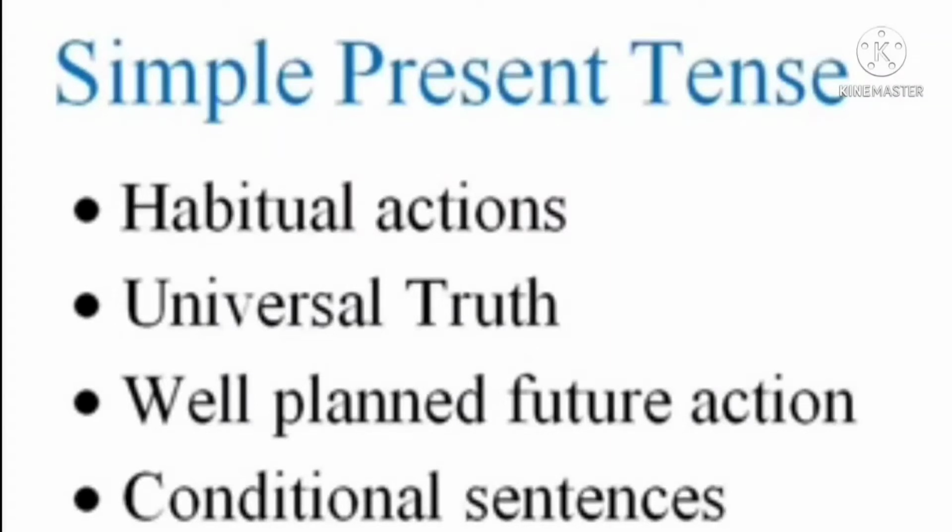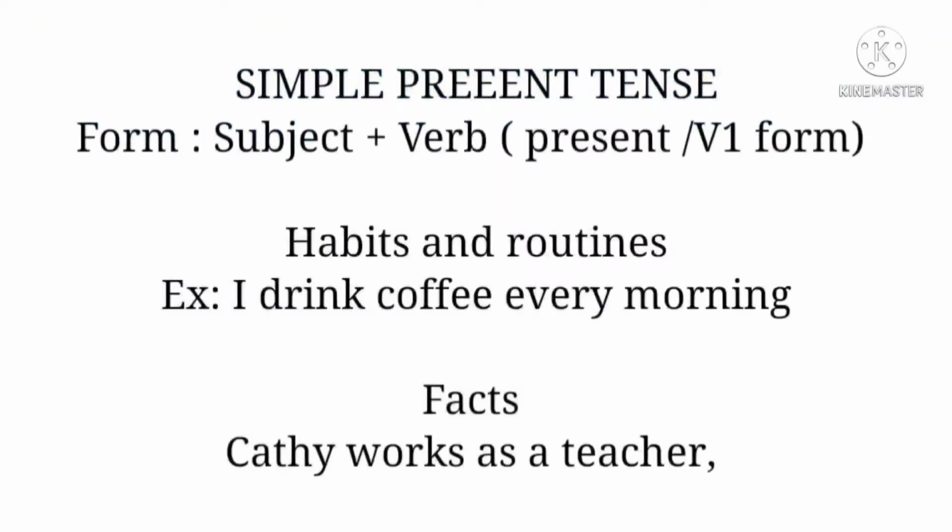Habits and routines: I drink coffee every morning. Facts: Kathy works as a teacher. Notice that in sentence number 2, we have works with an s. In the present tense, if the subject is I, we, you or they, we use a verb without s. That's why I drink coffee every morning. If the subject is he, she or it, we add s to the verb.